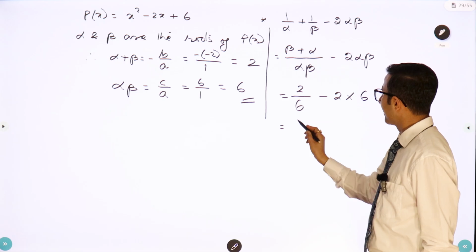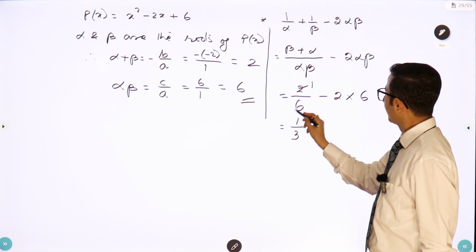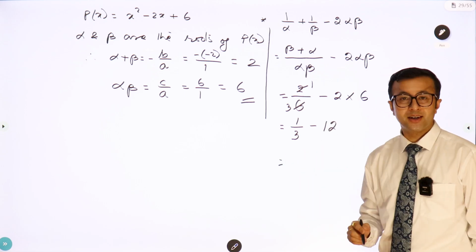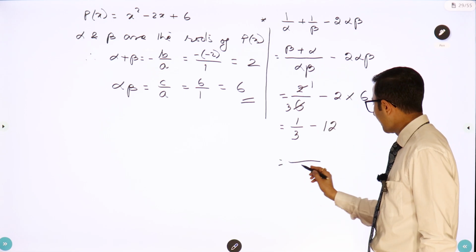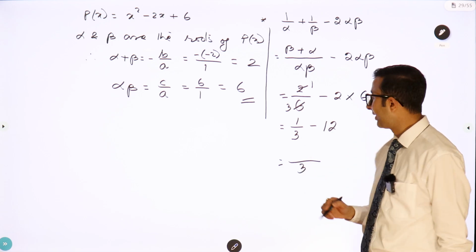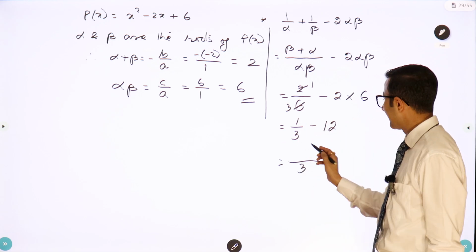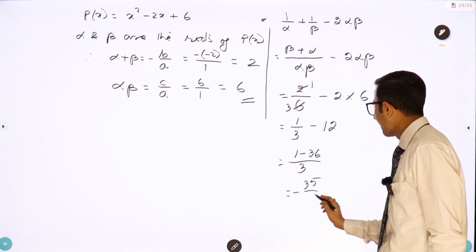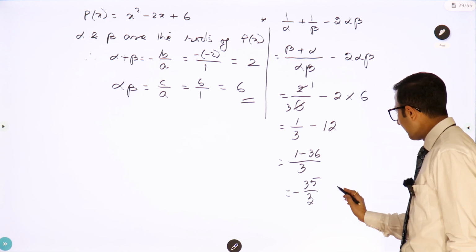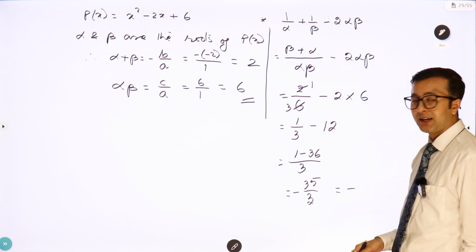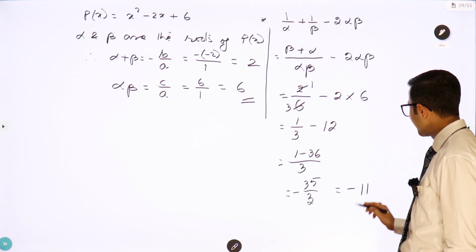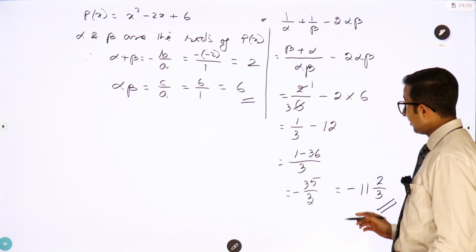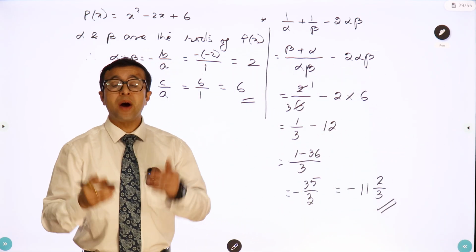2 by 6: 2 ones are 2, 2 threes are 6. Minus 2 sixes are 12. Once again this is a mixed fraction with a minus sign. What we'll do is that 3 multiplied with 12 is 36, and 1 minus 36, you can write it down here, gives us minus 35 divided by 3. If you want to write it as a mixed fraction, you can say minus 11 and 2 by 3, since 3 elevens are 33, and 35 minus 33 is 2. So this is the solution, and this is also one of the options.